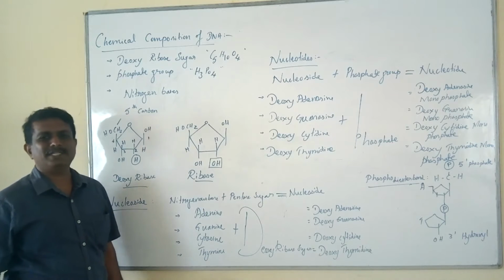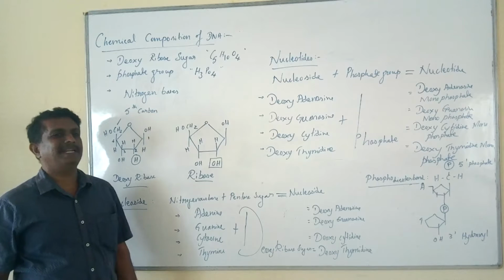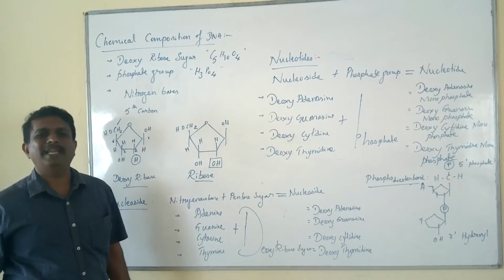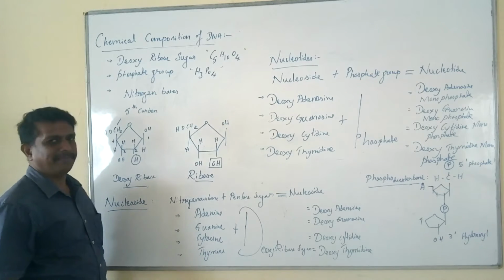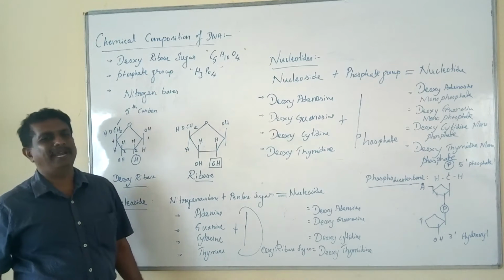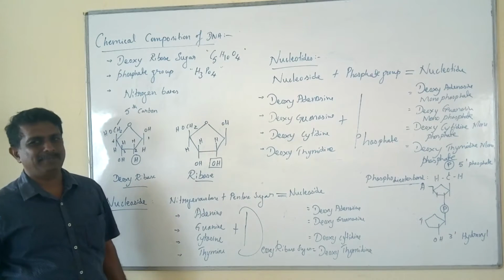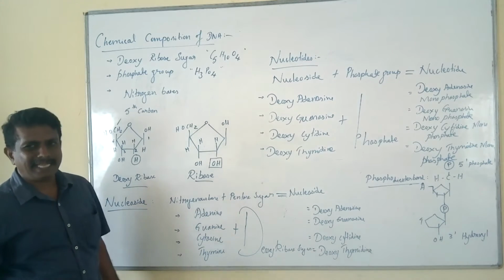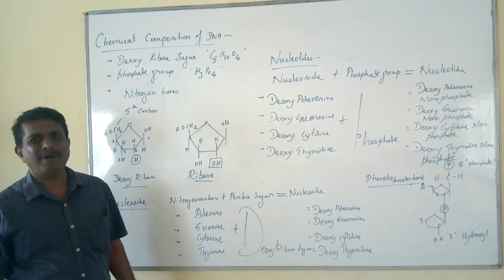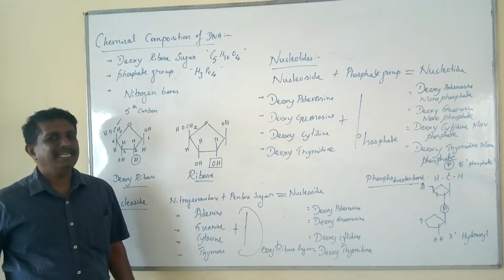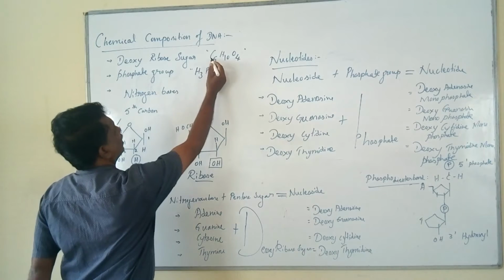Because of the presence of these three important chemical compounds, the DNA is popularly designated as a biological polymer. The first important component found in the DNA is called deoxyribose sugar. It is a type of pentose sugar derivative. It is a type of monosaccharide. It is characterized by the presence of 5 carbon atoms.